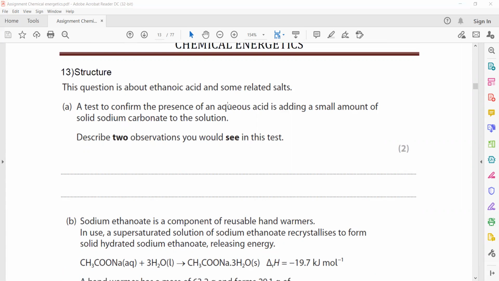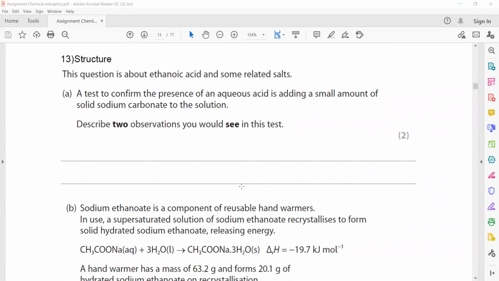In question 13, this is a structure question. This question is about ethanoic acid and some related salts. So in this question, the things are related to ethanoic acid and the salts which are related, and other related salts. A test to confirm the presence of aqueous acid is by adding a small amount of sodium carbonate.